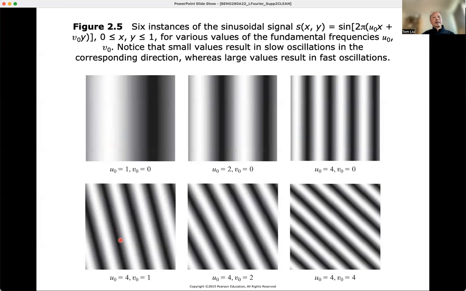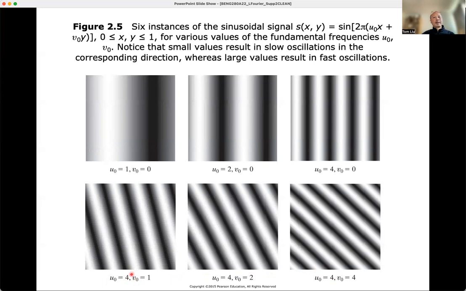The other thing you can think about is we can play this game where we keep this u naught, this kx, equal to 4 in all cases. So this is 4, this is 4, and this is 4. That means the period along the x direction is always going to be 1/4. So let's see if that's the case. If I go from this trough to this trough, that's the same distance as from here to here, and that's the same distance as from here to here. So the period along the x direction is the same for all these images.